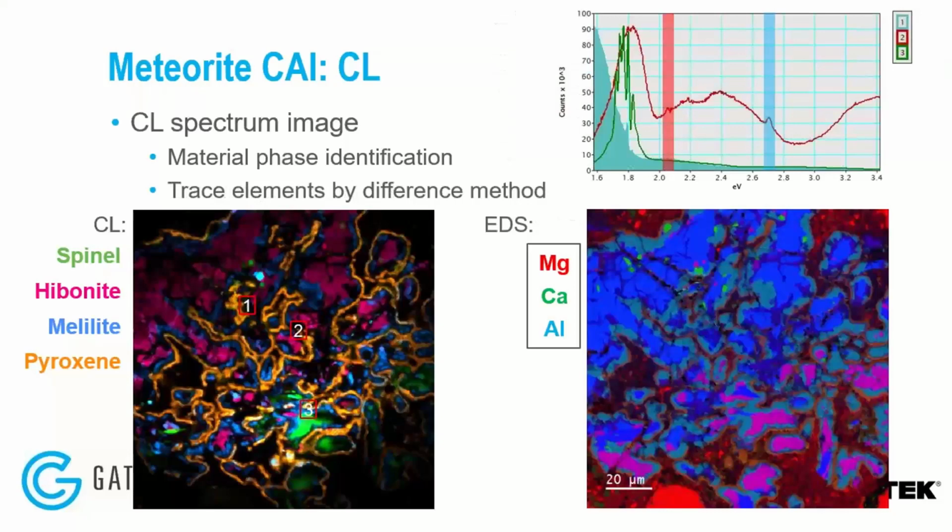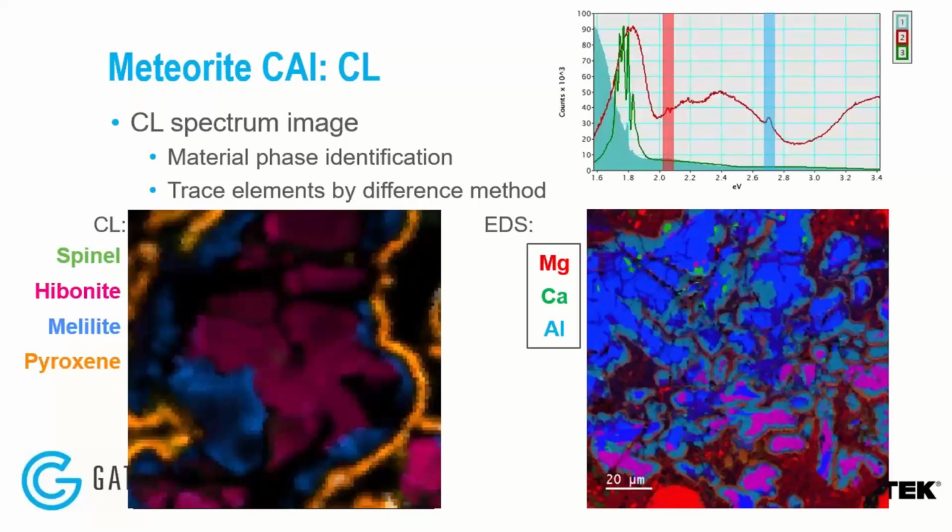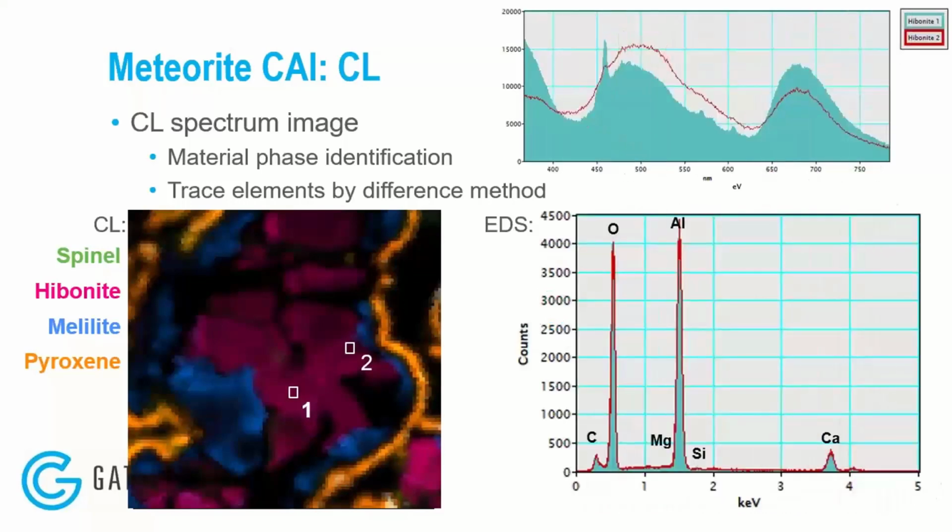We also noticed that not all melilite grains are created equal. If we look at just a small grain right here, this hibonite grain that's in maroon, we grab spectra from points 1 and 2, and we can look at both the EDS and the CL spectrum. Compositionally, those two points turn out to be nearly equivalent. There's almost no discernible difference between the two.